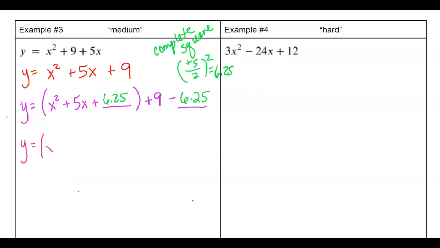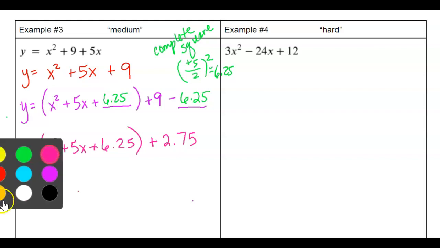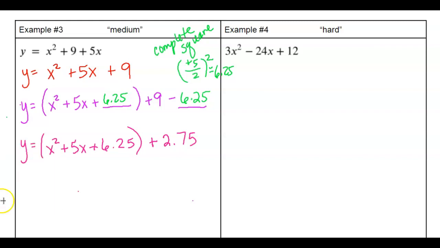So y equals x squared plus 5x plus 6.25. And then 9 minus 6.25 is positive 2.75. Make sure you put your plus or minus. So if we were finding the vertex, you could do that. And our last step is to write it in factored form. So we get x squared plus 2.75.